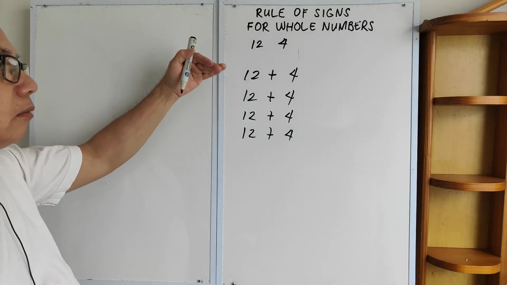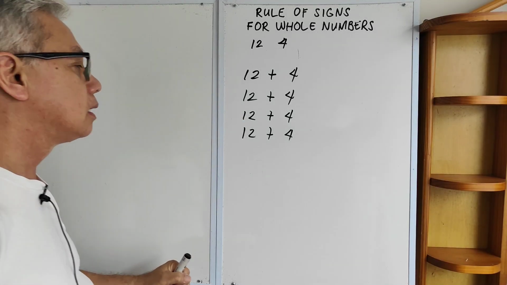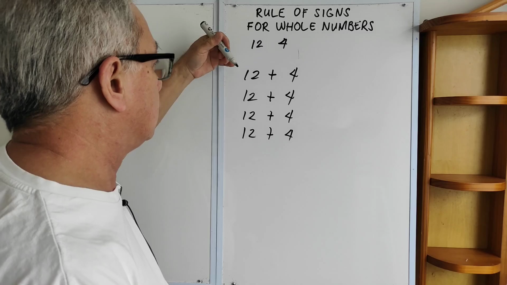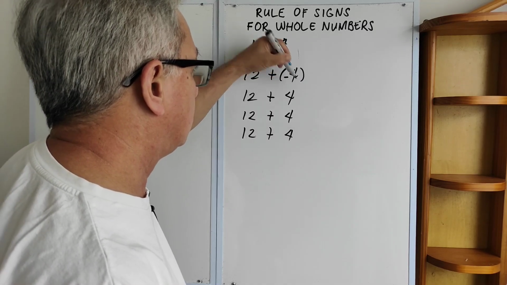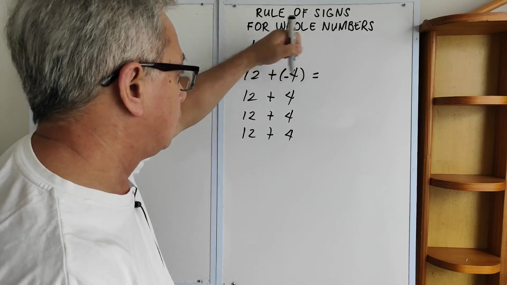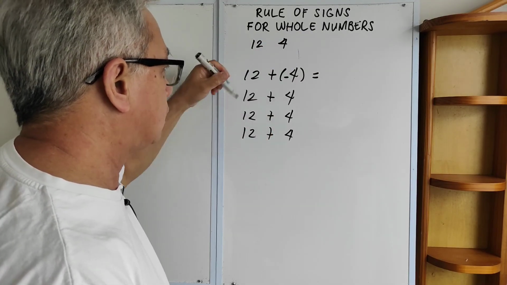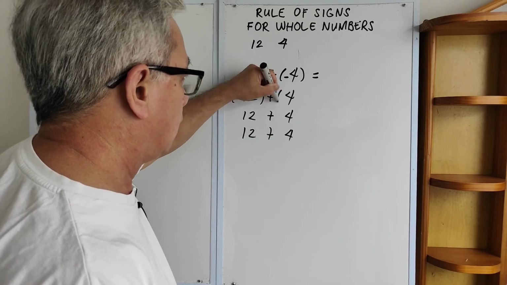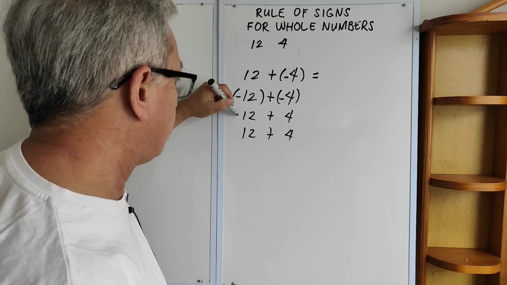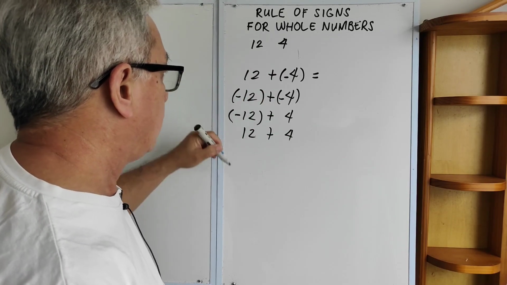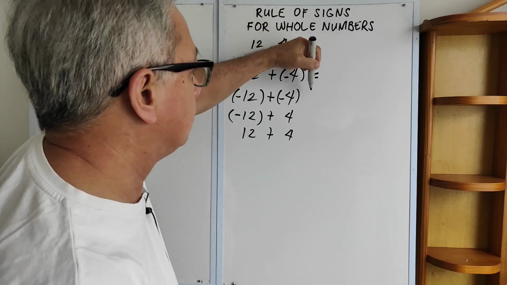And then we'll randomly put the negative signs. So let's say on the first one, let's make the second term negative. In here, let's make both negative. In here, let's make the first term negative. And then here, both positive.